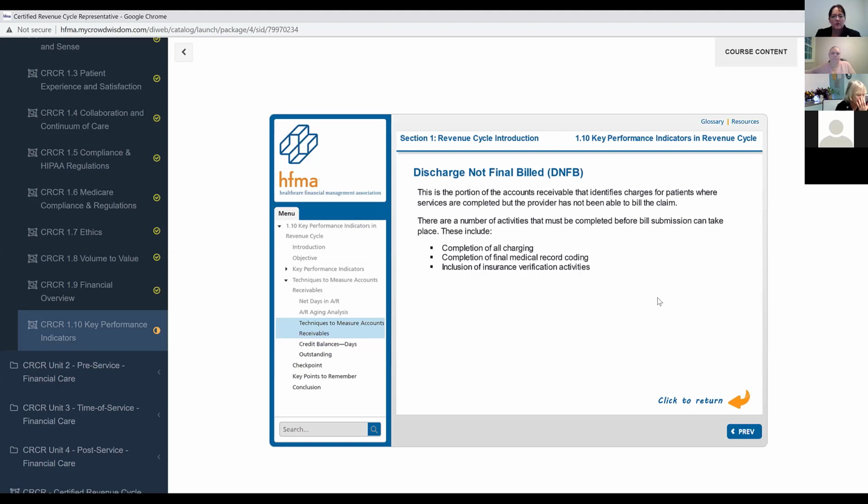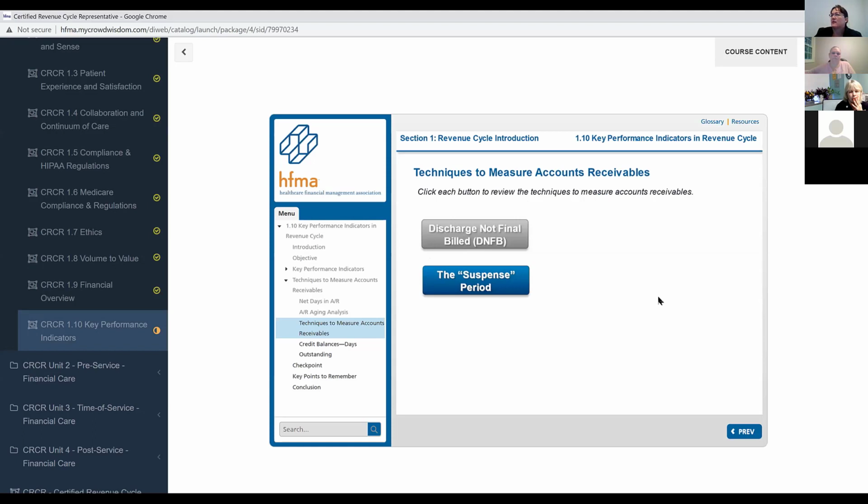Because again, that also extends the day. Payers are supposed to pay in 28 days in New York State. Well, that starts when we bill it, not when the patient discharges. So if it's taking you 5, 7, 8 days to bill out that patient, it's going to take you that much longer to get the money in the door.